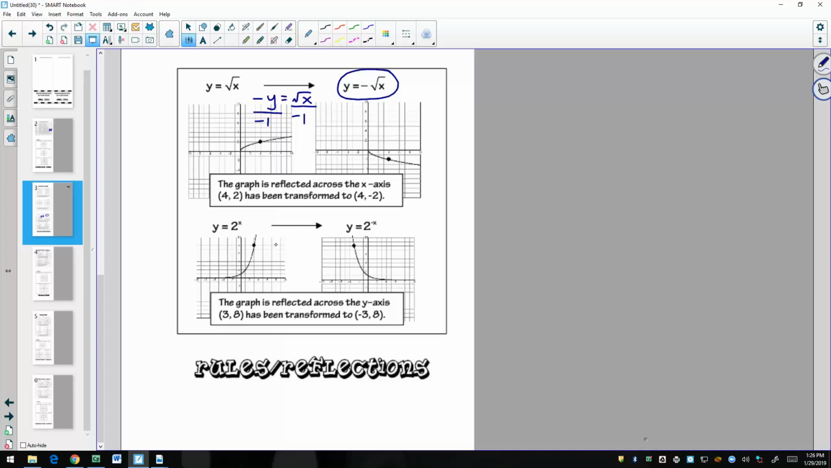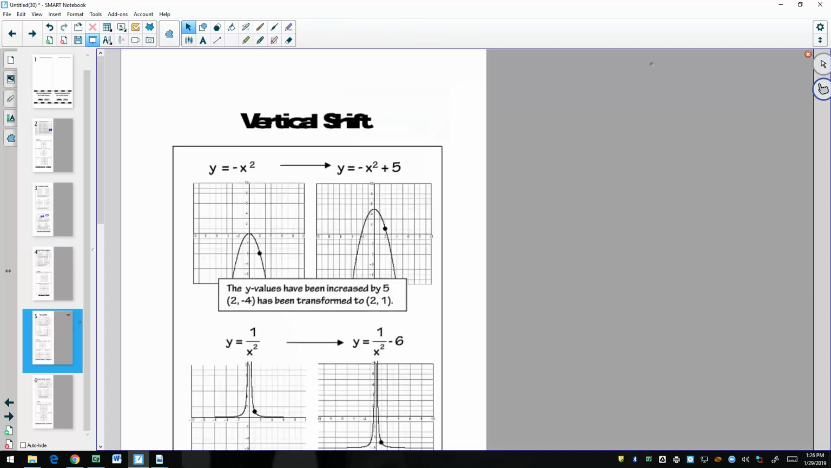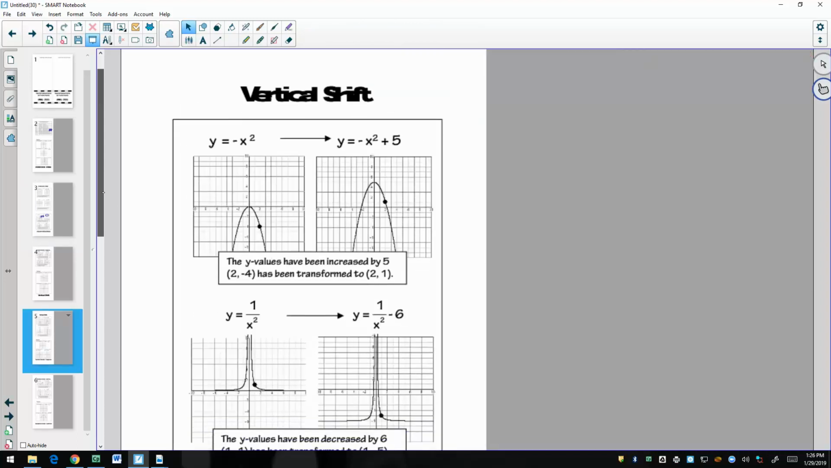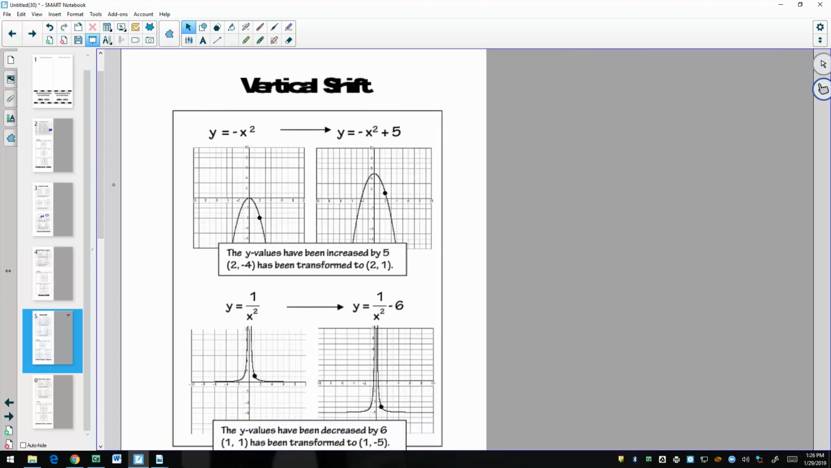So now go back down to the second to last tab where it says vertical shift. That for me is the top of my page 5. So you should be looking at something like this, the vertical shift. If you're going up or down, you simply just add or subtract a number to the end of the equation. It is not in the parentheses with the x. It is not attached to the x in any way. It is simply just added or subtracted at the end of your equation.